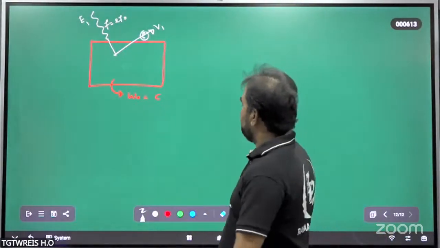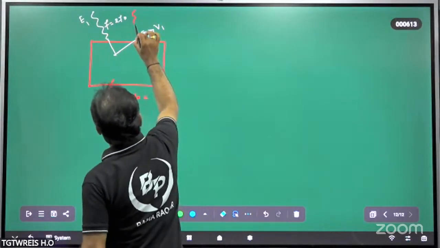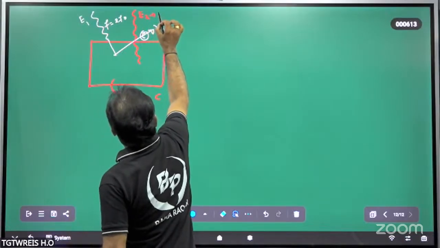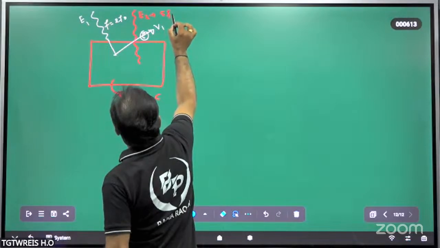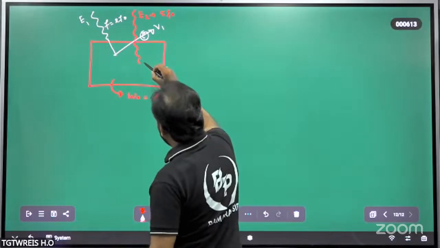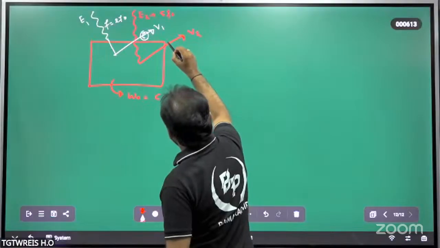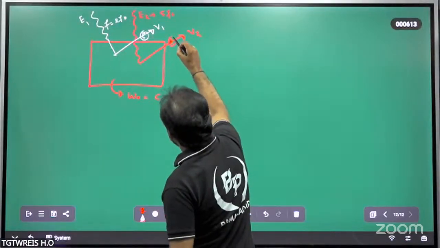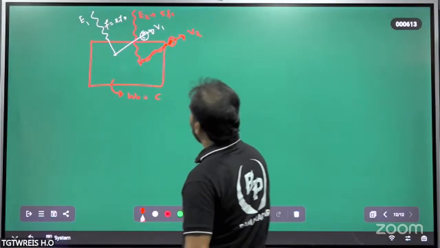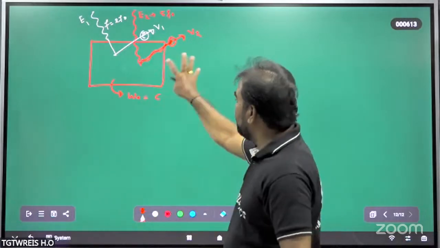Next, another photon having energy E2 and frequency 5f naught is incident on the metal surface. An electron is ejected with a velocity v2. Then find the ratio of the velocities of the electrons in the two cases.